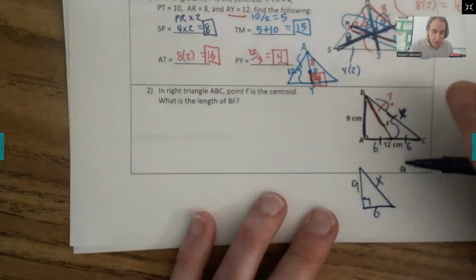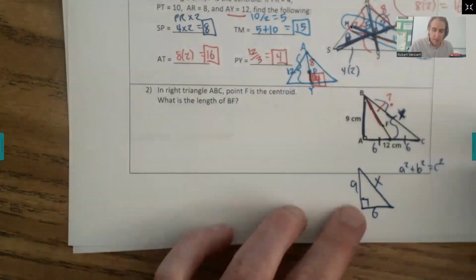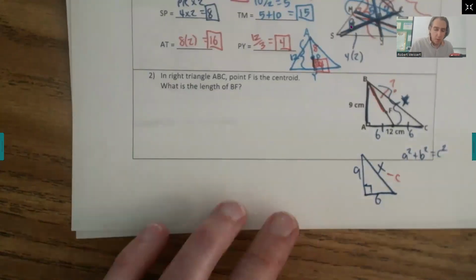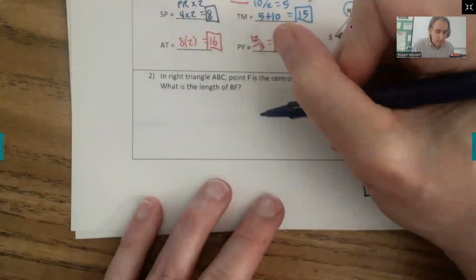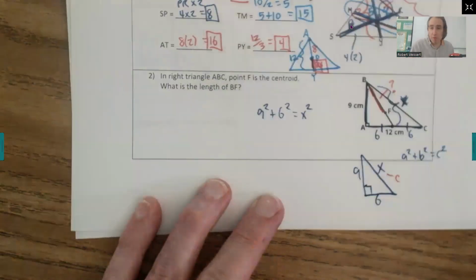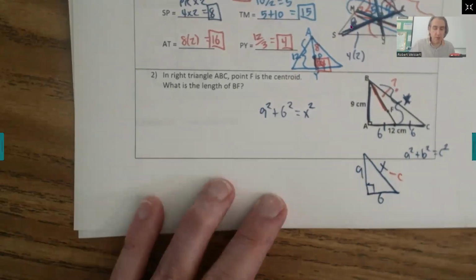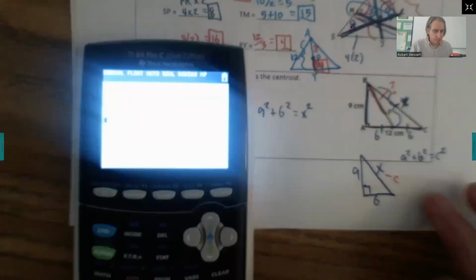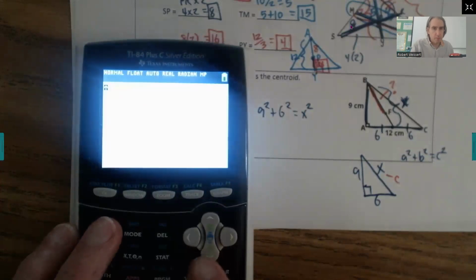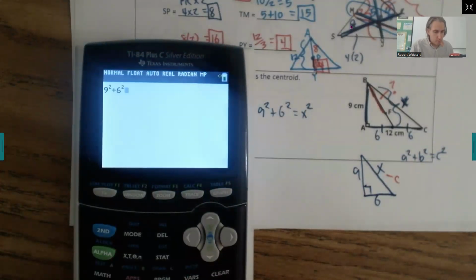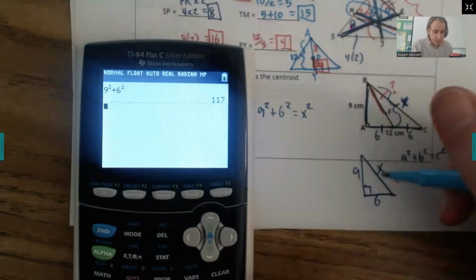And you can use Pythagorean theorem. A squared plus B squared equals C squared. Substitute your 9 and 6. This is going to be your C, since X is your hypotenuse in this case. So we'll plug that in. We'll solve for X, and then we can answer the question. So 9 squared plus 6 squared, we'll throw that into our calculator. That's going to give you 117.